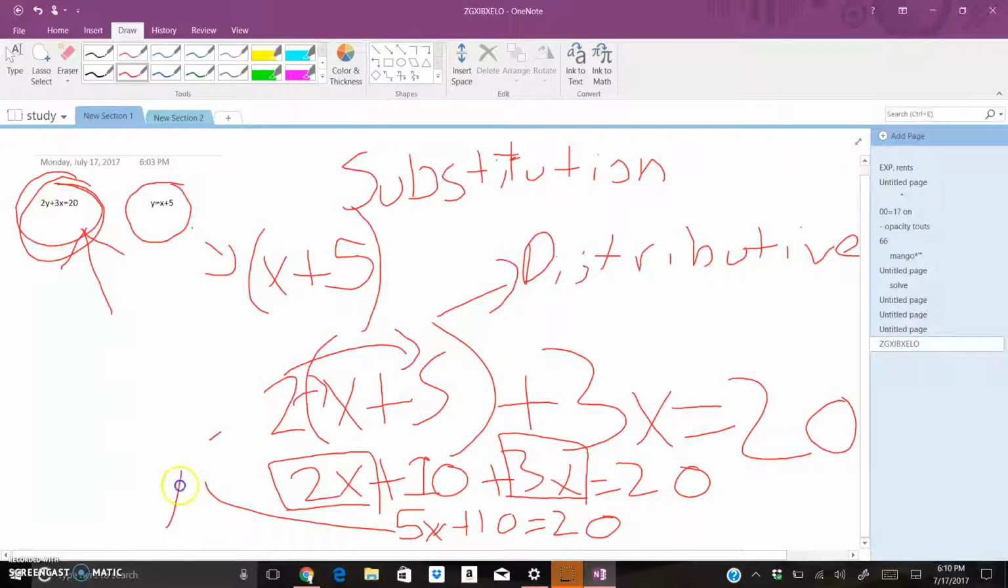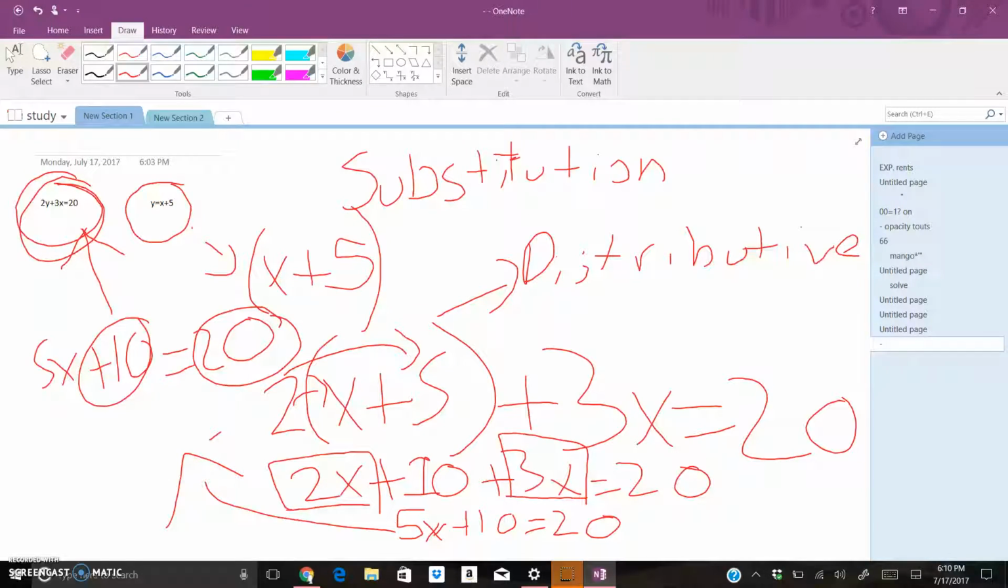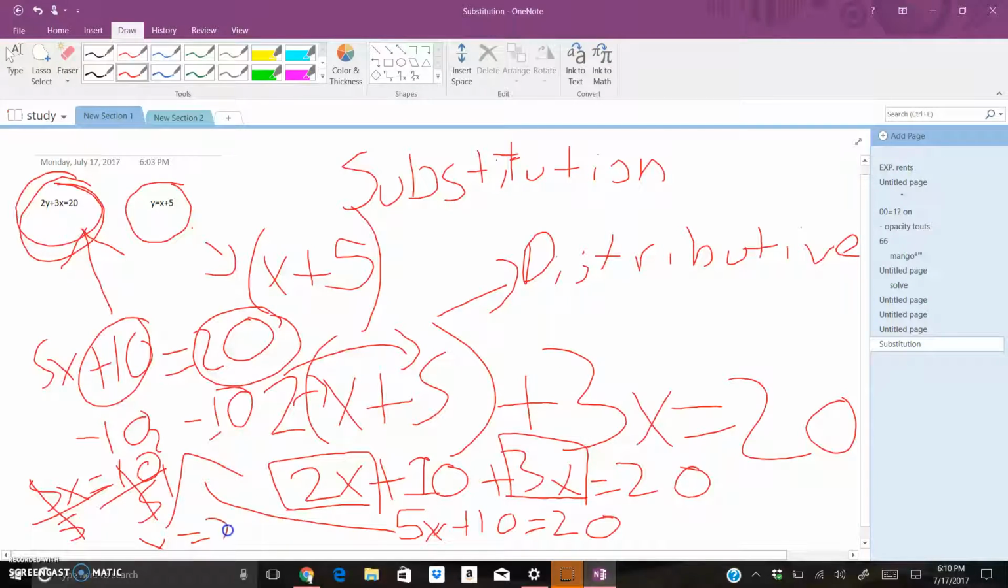I'm going to continue this over here. 5x plus 10 is equal to 20. So what we can do now is we can subtract 10 on both sides. What I mean by that is that you have 10 here, and you have a number right over here. And if you subtract 10 from both sides, you still leave the equation equal because you're subtracting on both sides. You're not making an inequality. 5x is equal to 10. Divide by 5, divide by 5, x is equal to 2. And that is our answer.